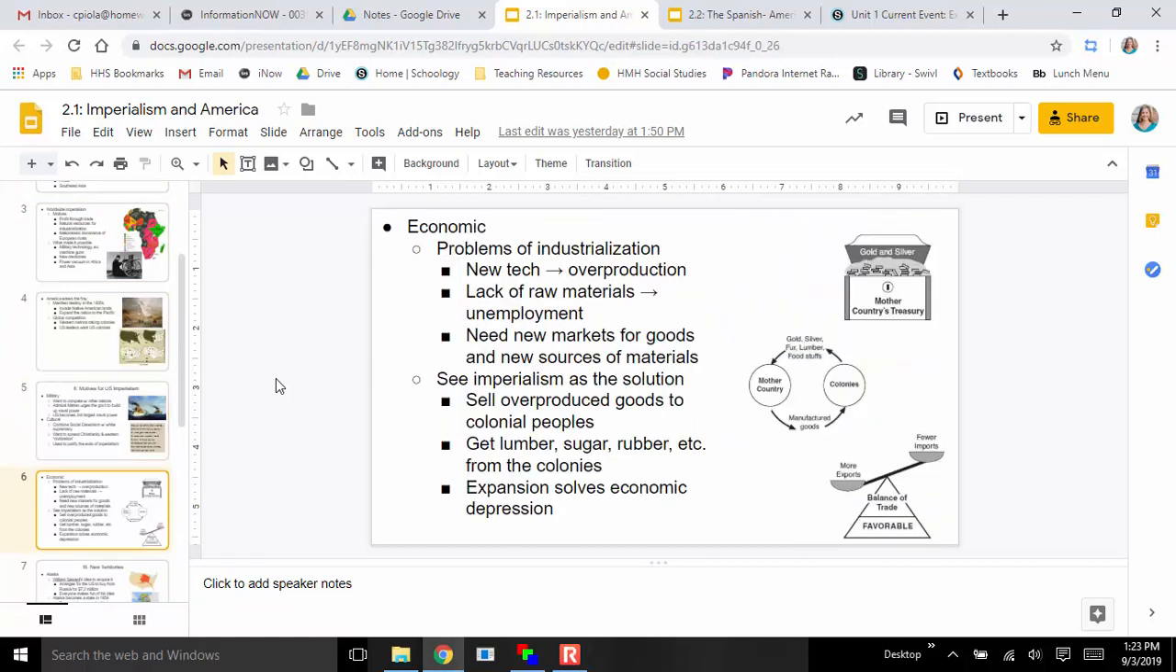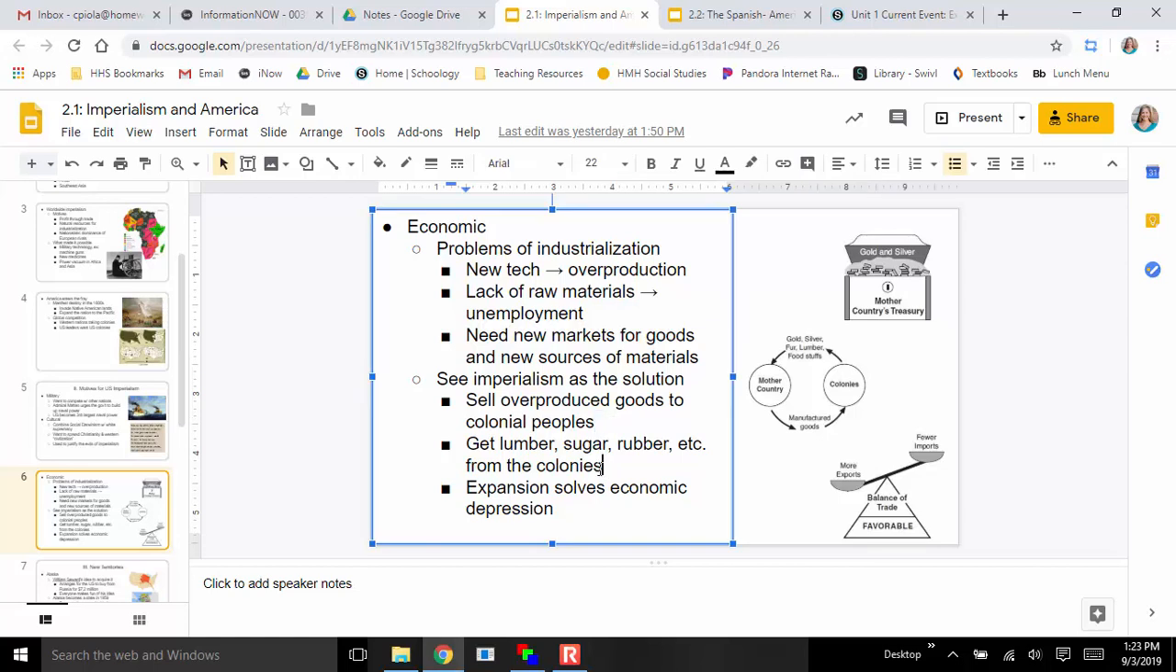Okay, so economic was our big one, and it has to do with the Industrial Revolution. So we talked about that we were overproducing goods and we needed raw materials to produce more goods. Colonies were able to meet both of those needs. Okay, we could sell the overproduced goods to colonial peoples and we could get the materials from the colonies. Okay, so that way it solved some of those problems of economic depression.